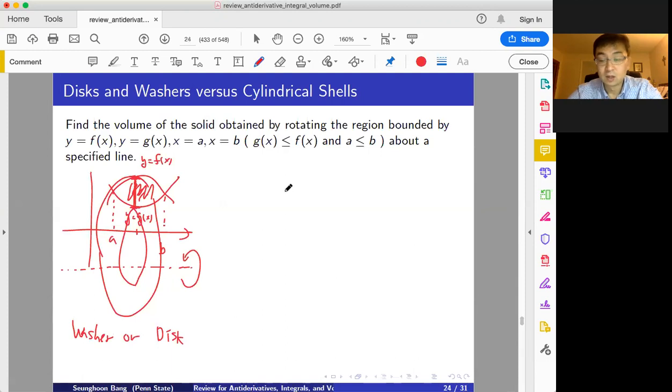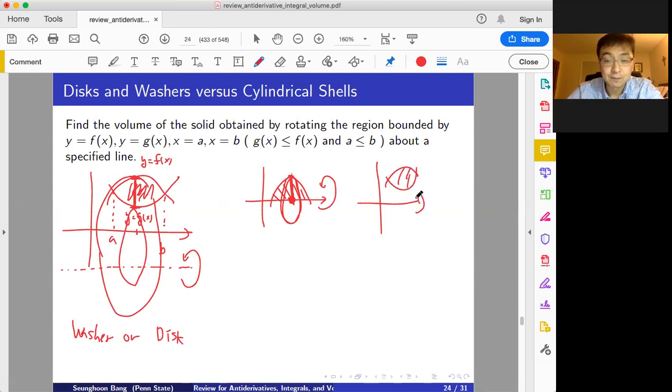This is a good question. Let me see. Here we have only this graph. You have to rotate this graph about the x-axis. What happens? You have to cut this one. This is the center of the rotating axis. You have to rotate. What's that? We have a disk.